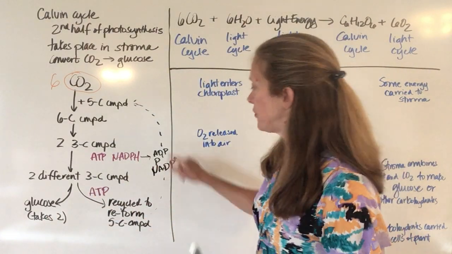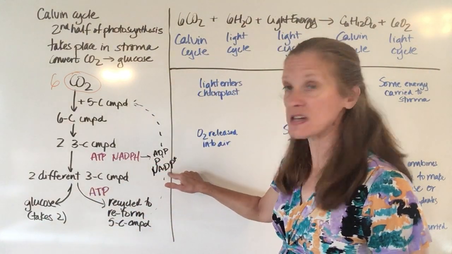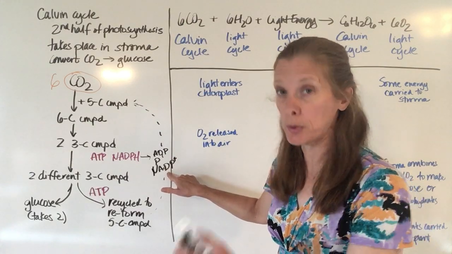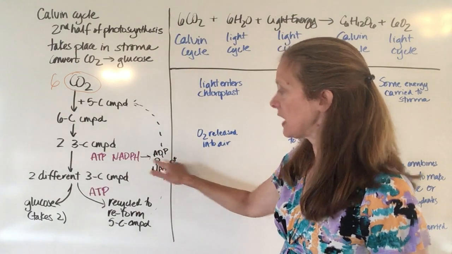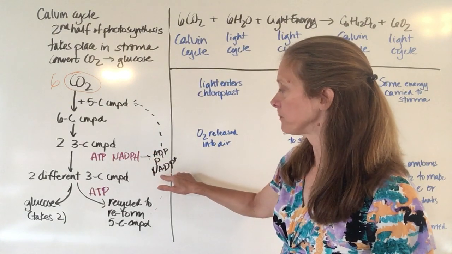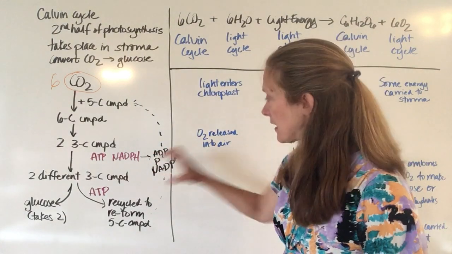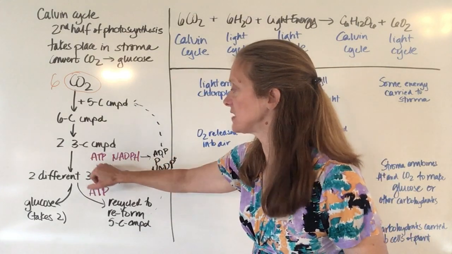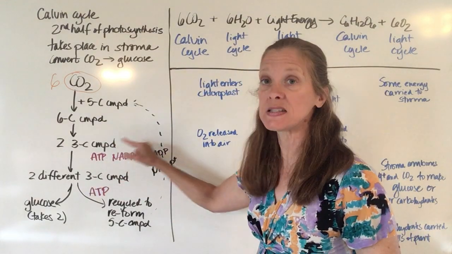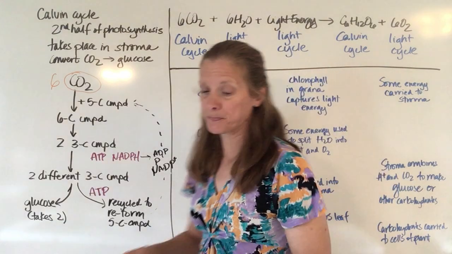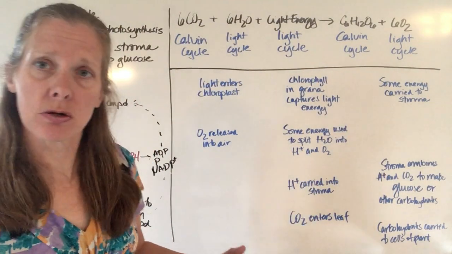Okay, so these things were necessary for the light cycle. Remember I told you we pulled them from someplace? Well, this is where we pulled them from. This is part of that same cycle where we took the high energy electrons in the light cycle, added them to here, and reformed this again. So it's a continual cycle among these things as well. So everything here is reused and recycled.